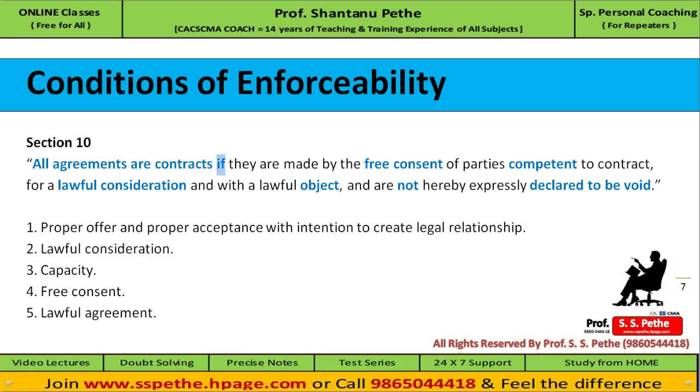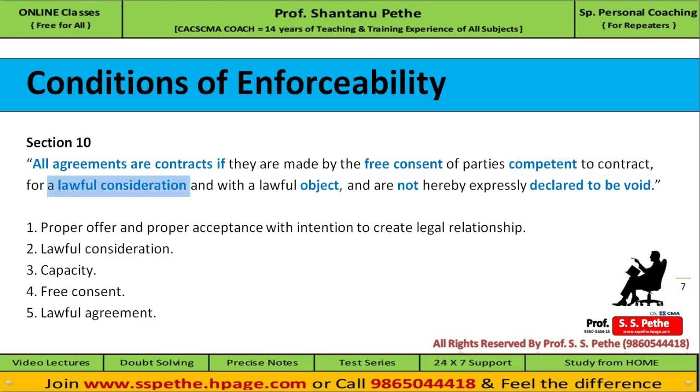So an agreement will be treated as a contract if they are made by free consent. So the parties to the contract are giving their consent freely. There is no pressure on the parties to give consent. Then parties must be competent to contract. It means they should not be minor or lunatic persons. So they should be competent enough to contract.